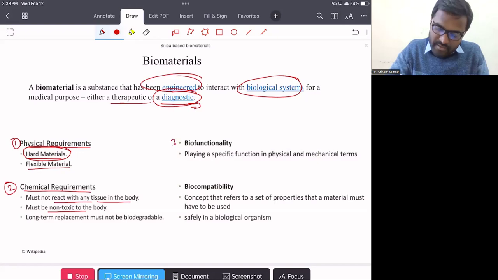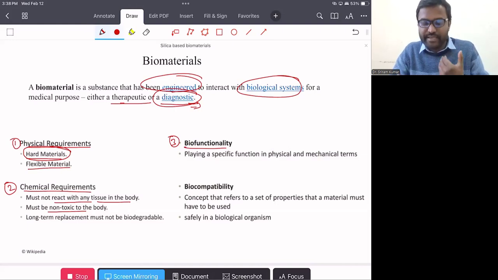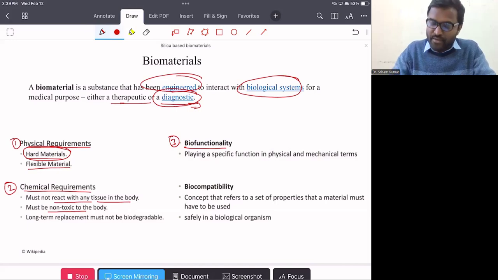The third requirement is biofunctionality. Biofunctionality means that if we use a biomaterial, we need to know whether that material has a specific function for that particular purpose. Based on that specific function, we understand whether it has specific physical or mechanical properties. So in terms of these two parameters, we determine whether the material has biofunctionality.